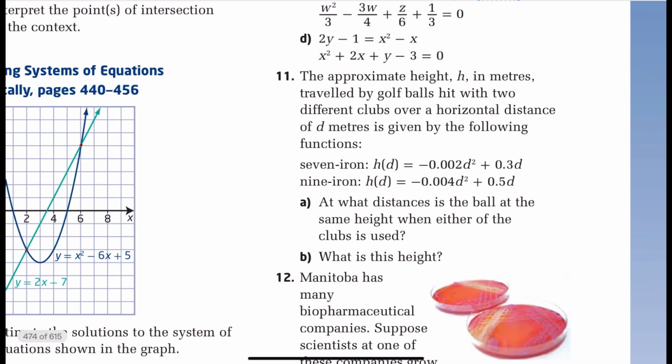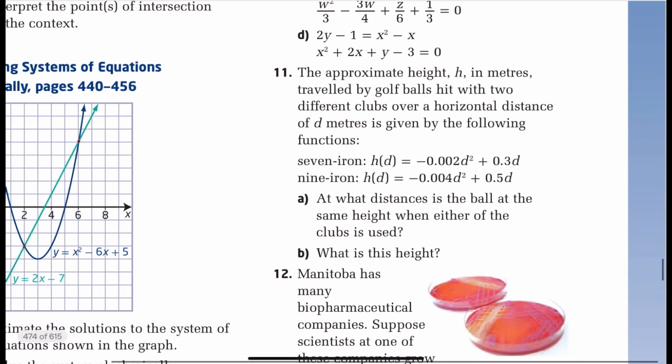Okay, the approximate height h in meters traveled by a golf ball is given by two different curves over horizontal distance. Given these two, the question is, at what distance is the ball at the same height when either of the clubs is used? Okay, this question is actually asking you indirectly to solve for this system of equations. You just need to solve it.